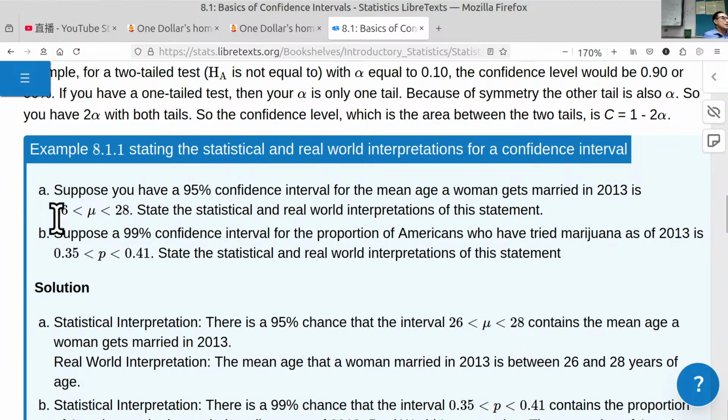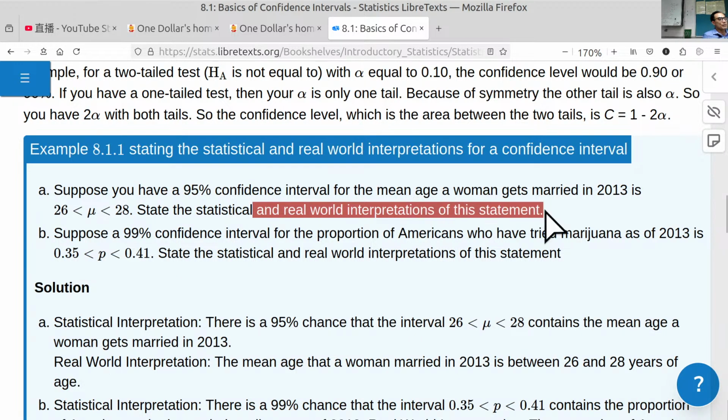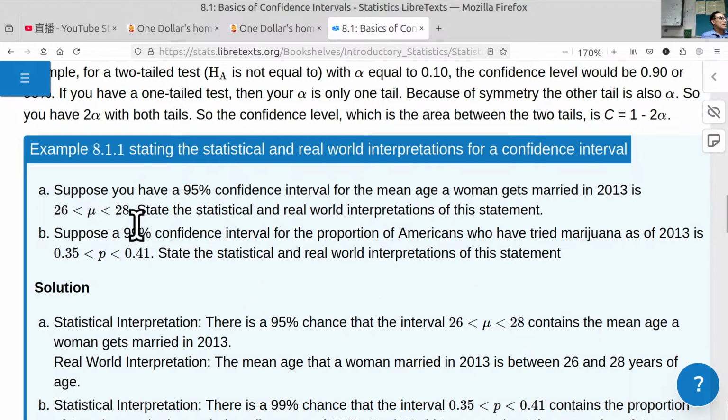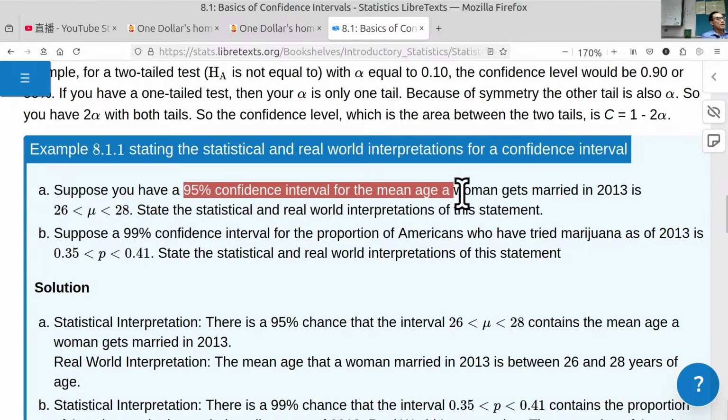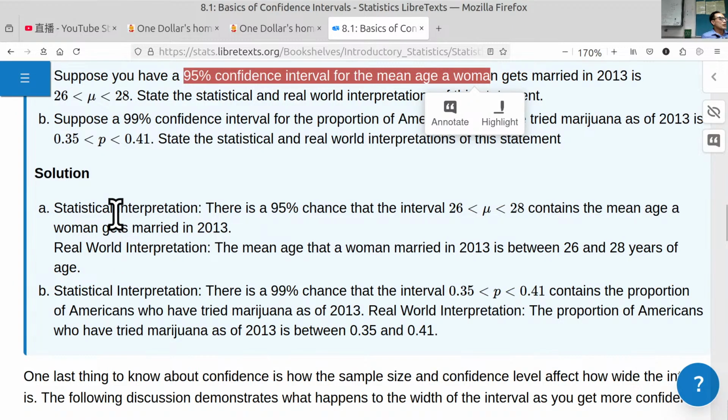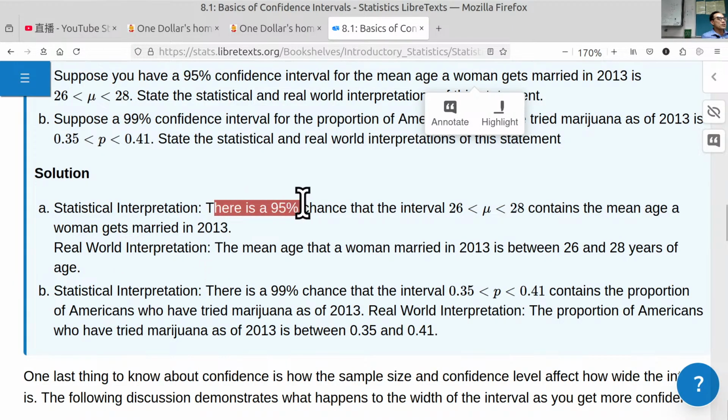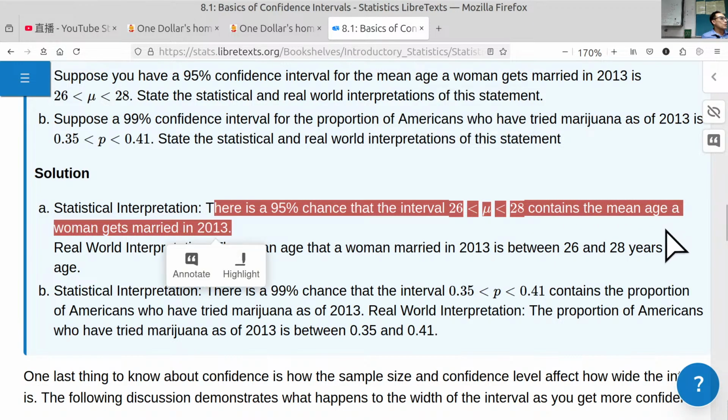That is between 26 and 28. State the statistical and real-world interpretation of this one. Okay, the question is, suppose you have a 95% confidence interval for the age a woman gets married, and it is this one. Statistical interpretation: there are 95% chances that the interval 26 < mu < 28 contains the mean age of a woman getting married in the year 2013.